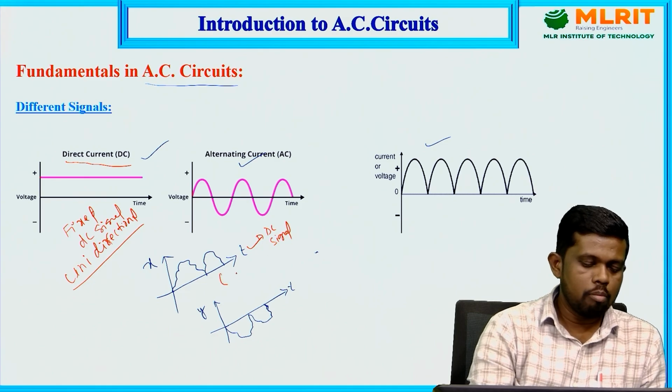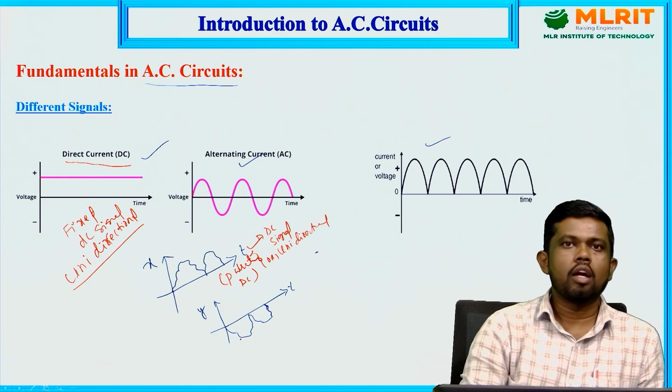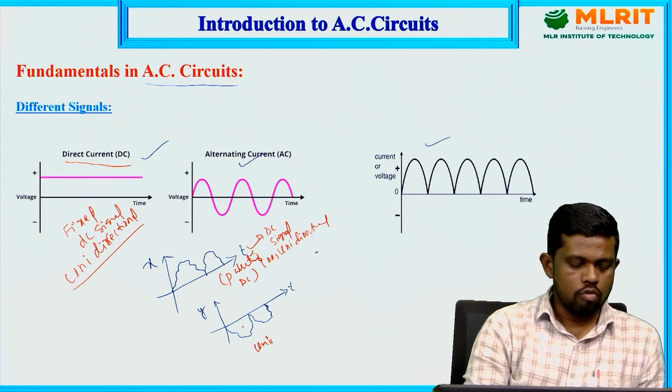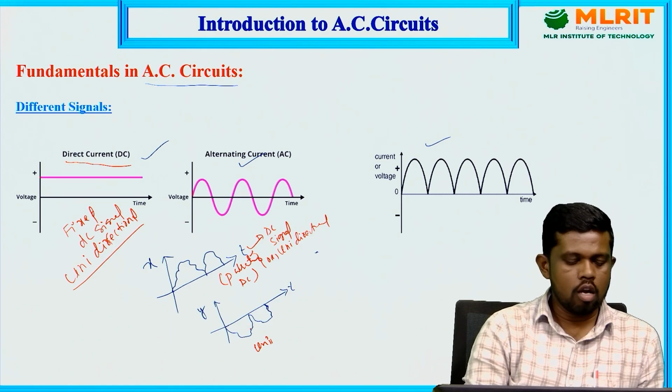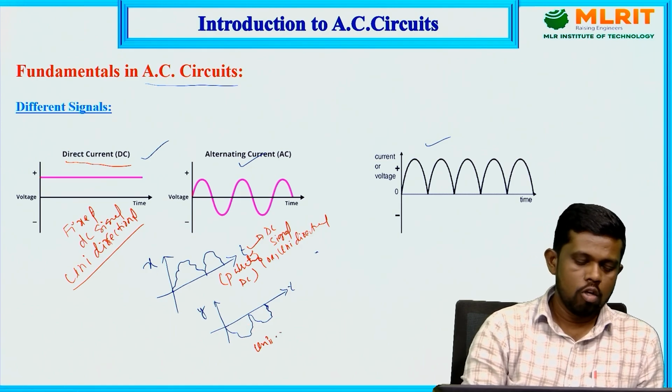In more detail, we can call it a pulsating DC signal. This is a DC signal, or we can say a unidirectional signal. It's also a kind of unidirectional signal, because even in terms of negative it is following one direction only. That's why it's called a unidirectional signal.